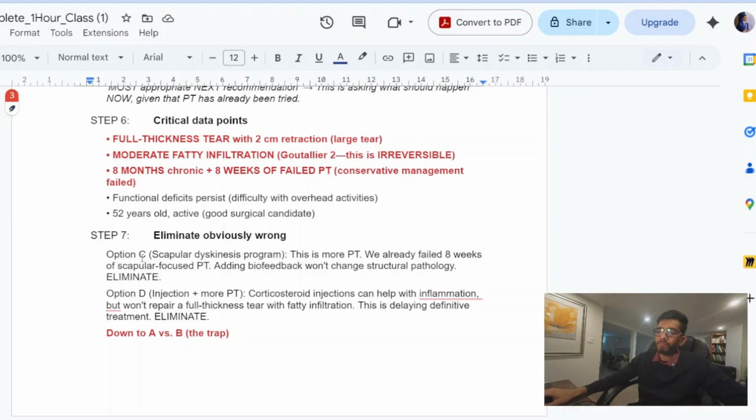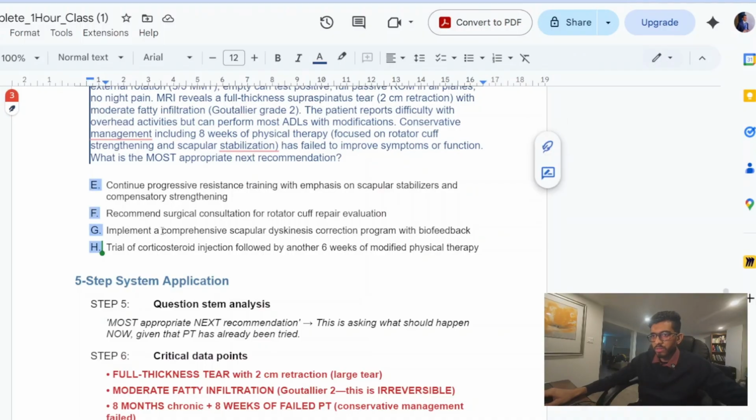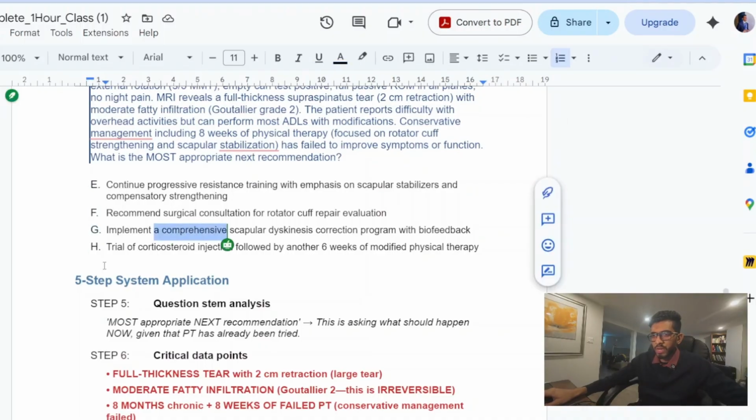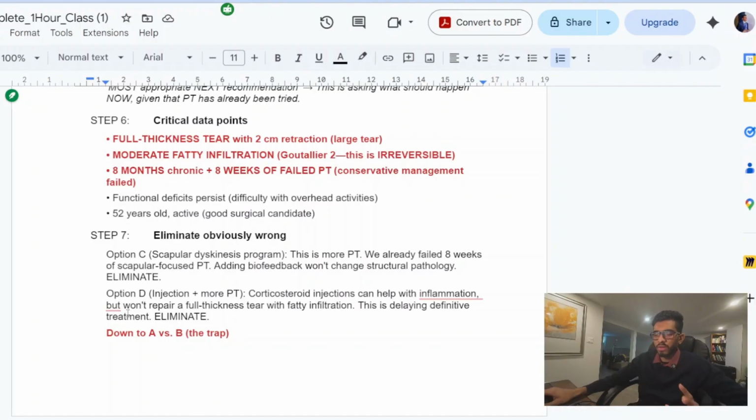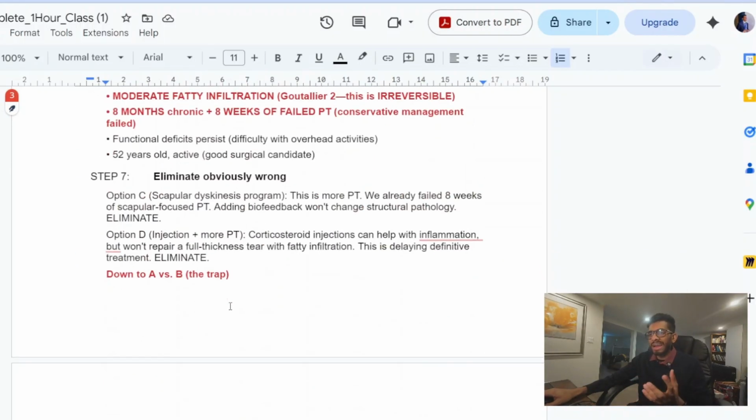Option C, sorry for the numbers here, is a scapular dyskinesia program. This is more PT. We already failed an 8-week scapular focus program. Adding biofeedback won't change a structural pathology. Since you already know the stabilization work has failed, there's no point in adding that again.